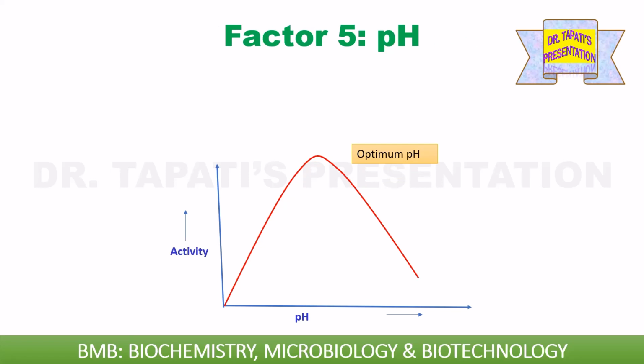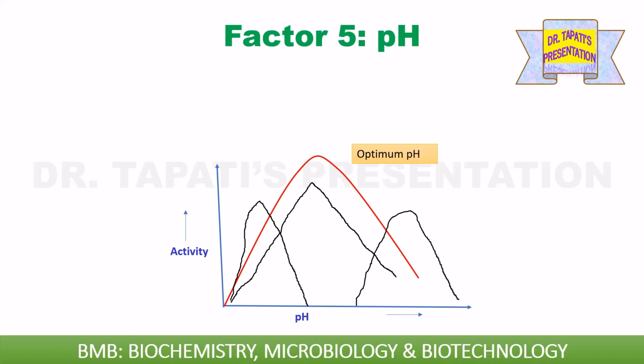We find a similar pattern in the case of pH. Enzyme activity increases with change in pH till a certain pH, then decreases. Some enzymes are acid stable, can work at a lower pH range, whereas there are few enzymes active at a higher pH range. Each enzyme is most active at its optimum pH.